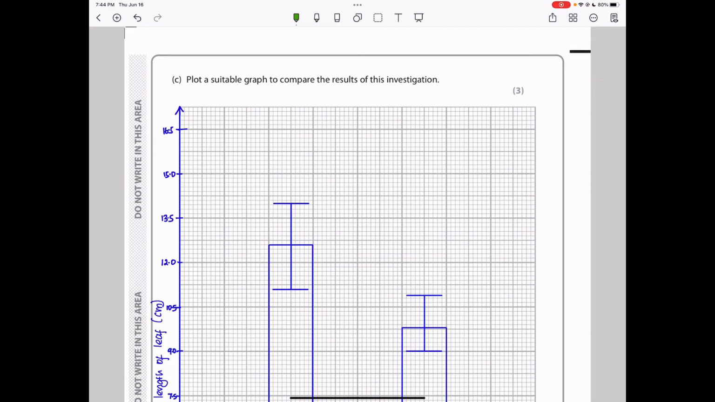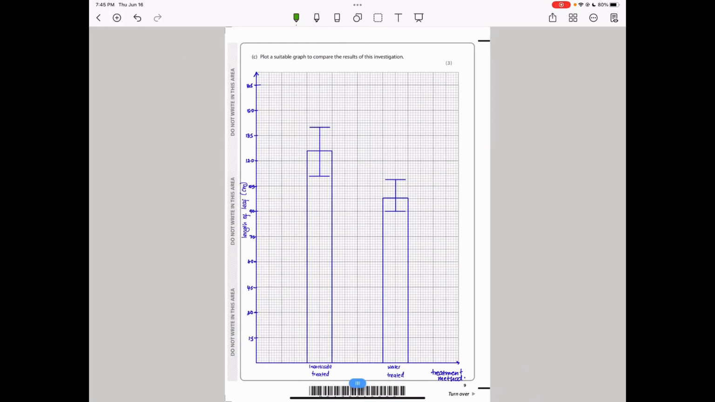They say plot a suitable graph to compare the results of this investigation. So you are supposed to draw a bar graph here. Let me zoom so that you guys can see properly. So here on the y-axis we have to put the length of the leaves because that is the dependent variable you're trying to measure, and on the x-axis whatever we're varying, which is either treating with insecticide or treating with water. So the mean value is what you see here.